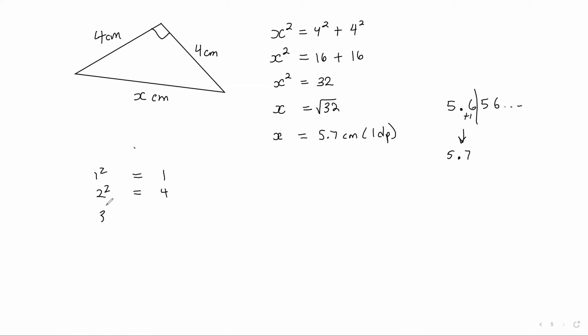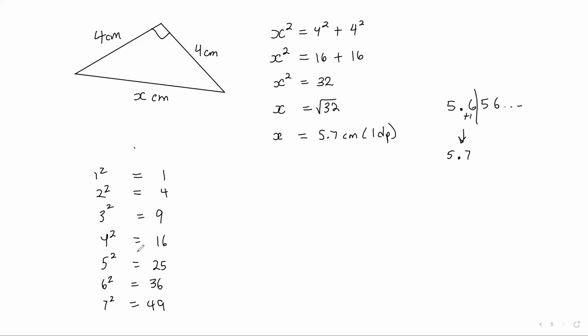right? 3 squared is 9. The square root of 9 is 3. 4 squared is 16. The square root of 16 is 4. 5 squared is 25, which means the square root of 25 is 5. 6 squared is 36, which means the square root of 36 is 6. 7 squared is 49, so the square root of 49 is 7. All right, so we are trying to determine what the square root of 32 is.